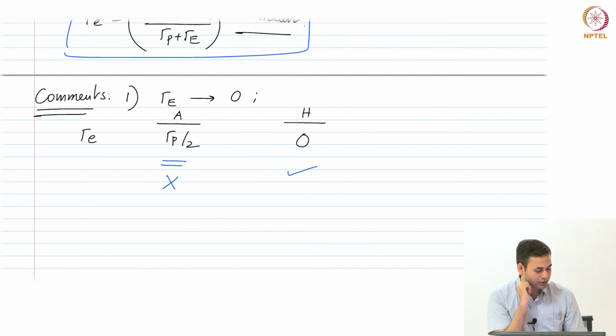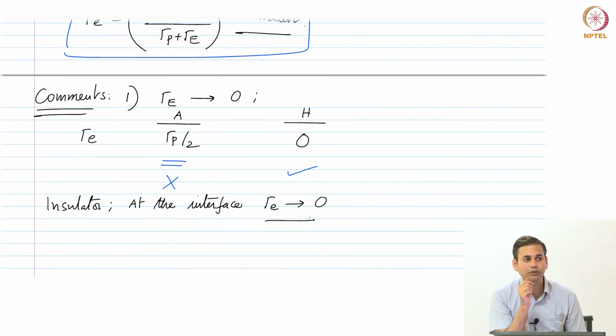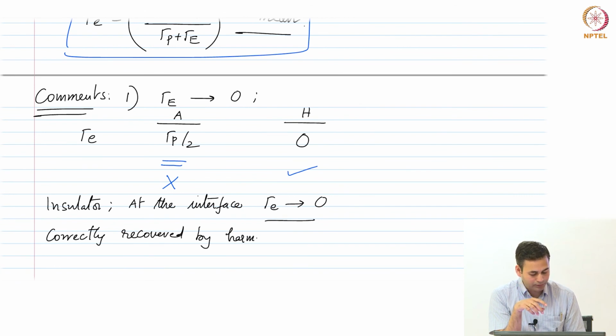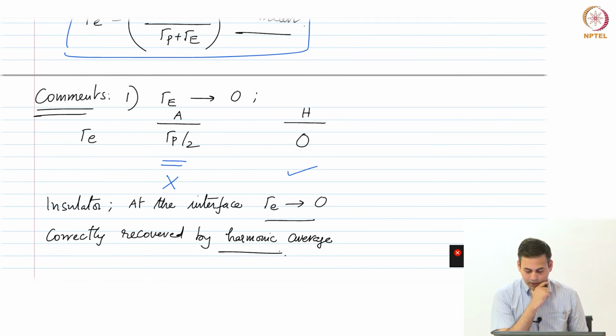So if you have an insulator, then at the interface we should have gamma E tend to 0. That is what is correctly recovered by the harmonic average. There are a couple of more comments that we have to make. We will make that in the next lecture.